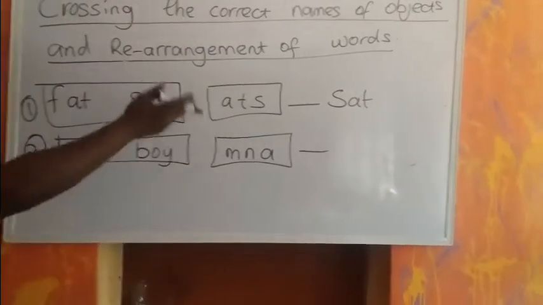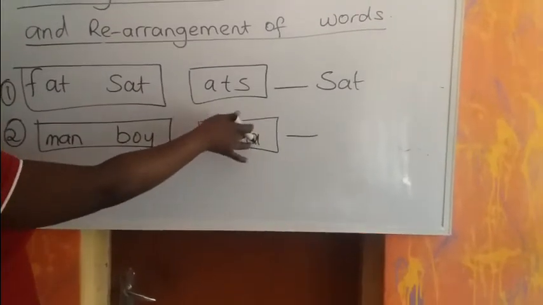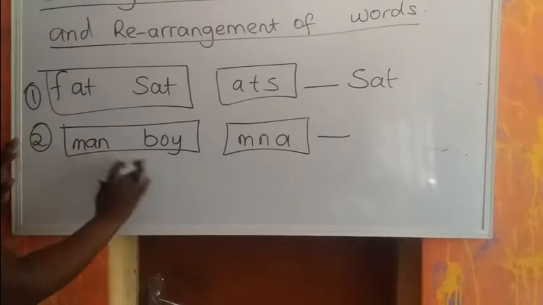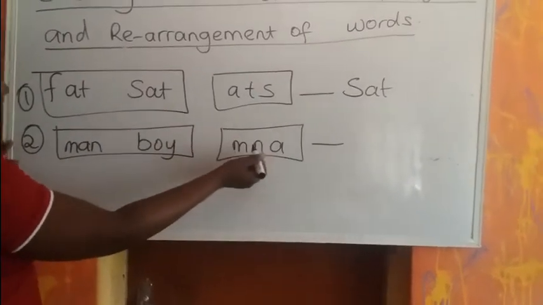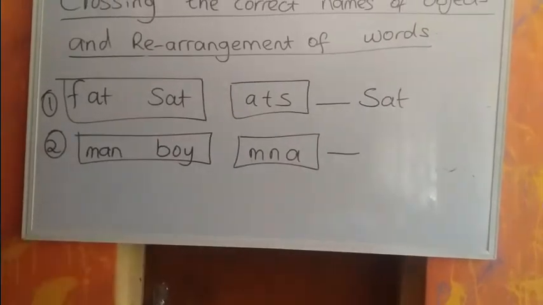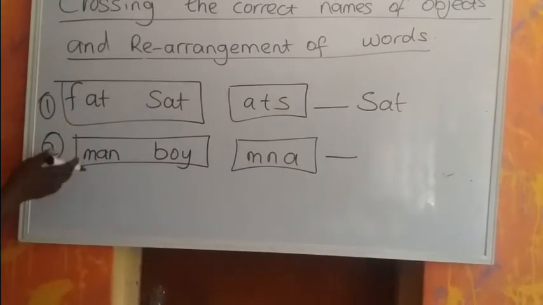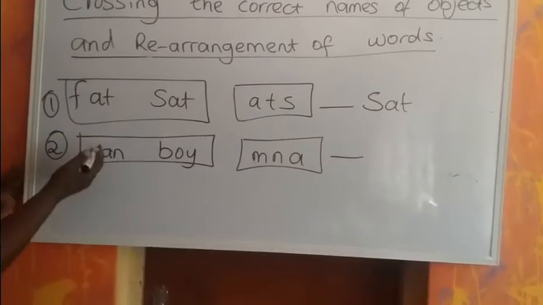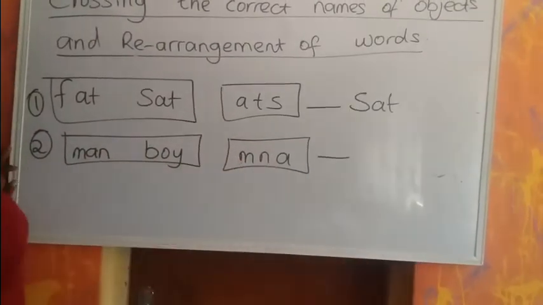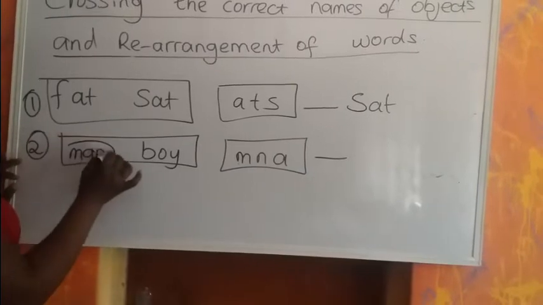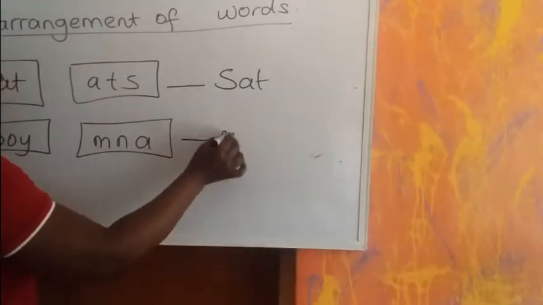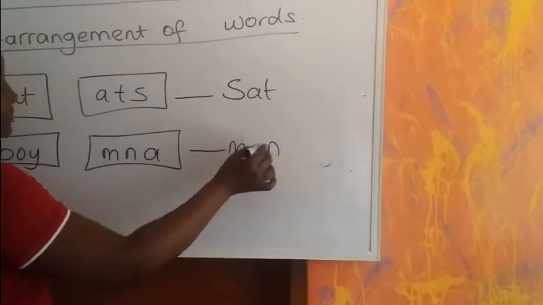Then coming to the next box, we have M-N-A. Which of these words have letters M, N, and A? From all indications, man will be the final answer or the correct answer because it contains all the letters given in the second box. So this will be our answer, which is M, A, and N, man.